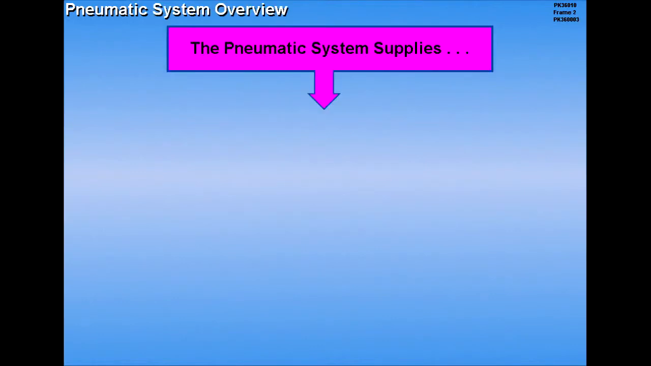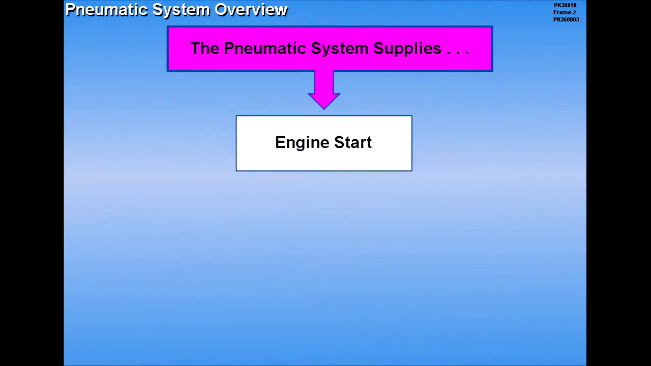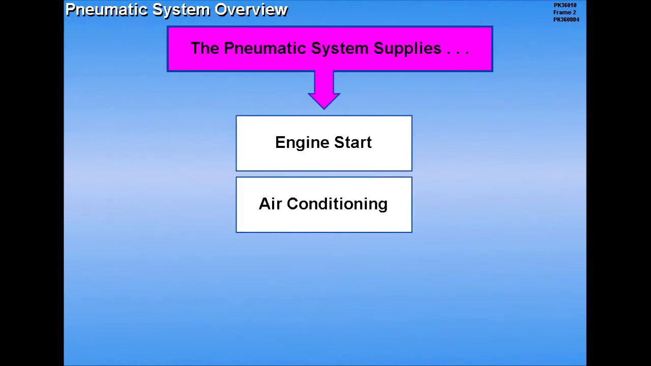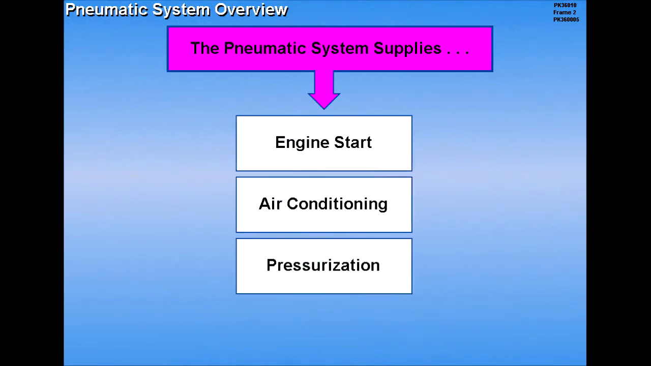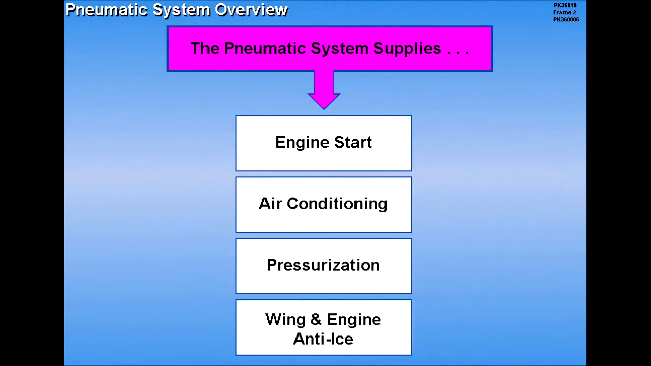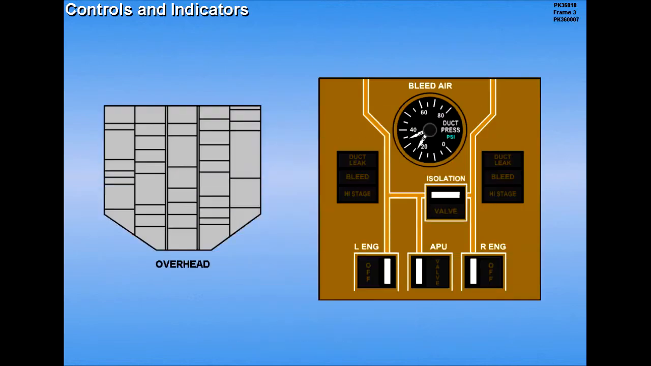The pneumatic system supplies pressurized air for engine start, air conditioning, pressurization, and wing and engine anti-ice. Controls and indicators for the pneumatic system are located on the overhead panel.